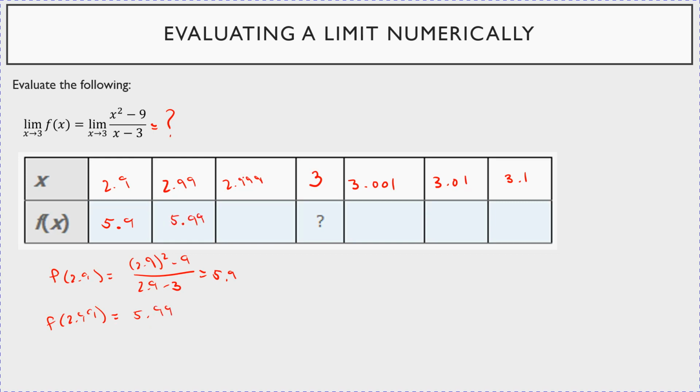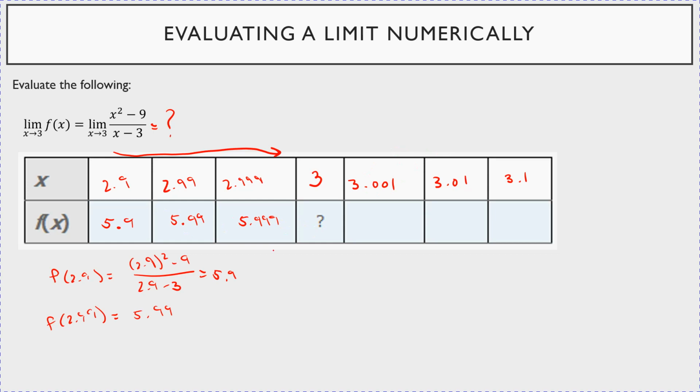If you were to plug 2.9999 into this, you would end up getting 5.999. So look, as x is getting closer and closer to 3, what value does it look like f of x is going towards? 5.9, 5.99, 5.999. It's obvious. It looks like it's going towards 6.